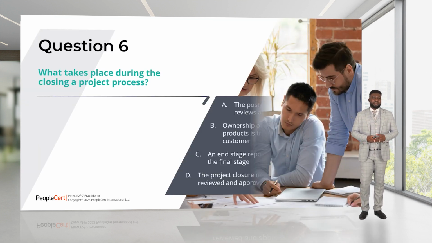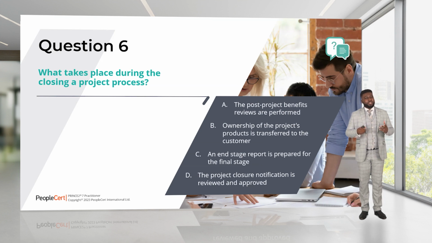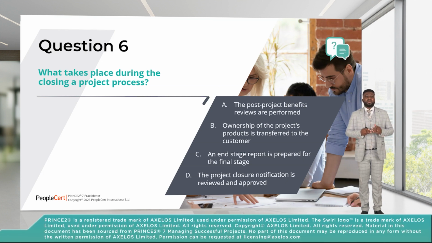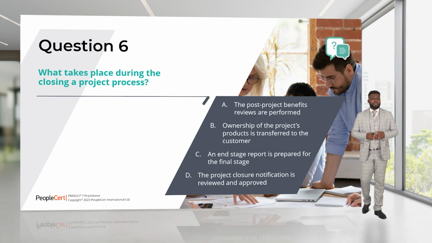Question number 6. What takes place during closing a project process? A. The post-project benefits review are performed. B. Ownership of the project product is transferred to the customer. C. An end-stage report is prepared for the final stage. And D. The project closure notification is reviewed and approved.